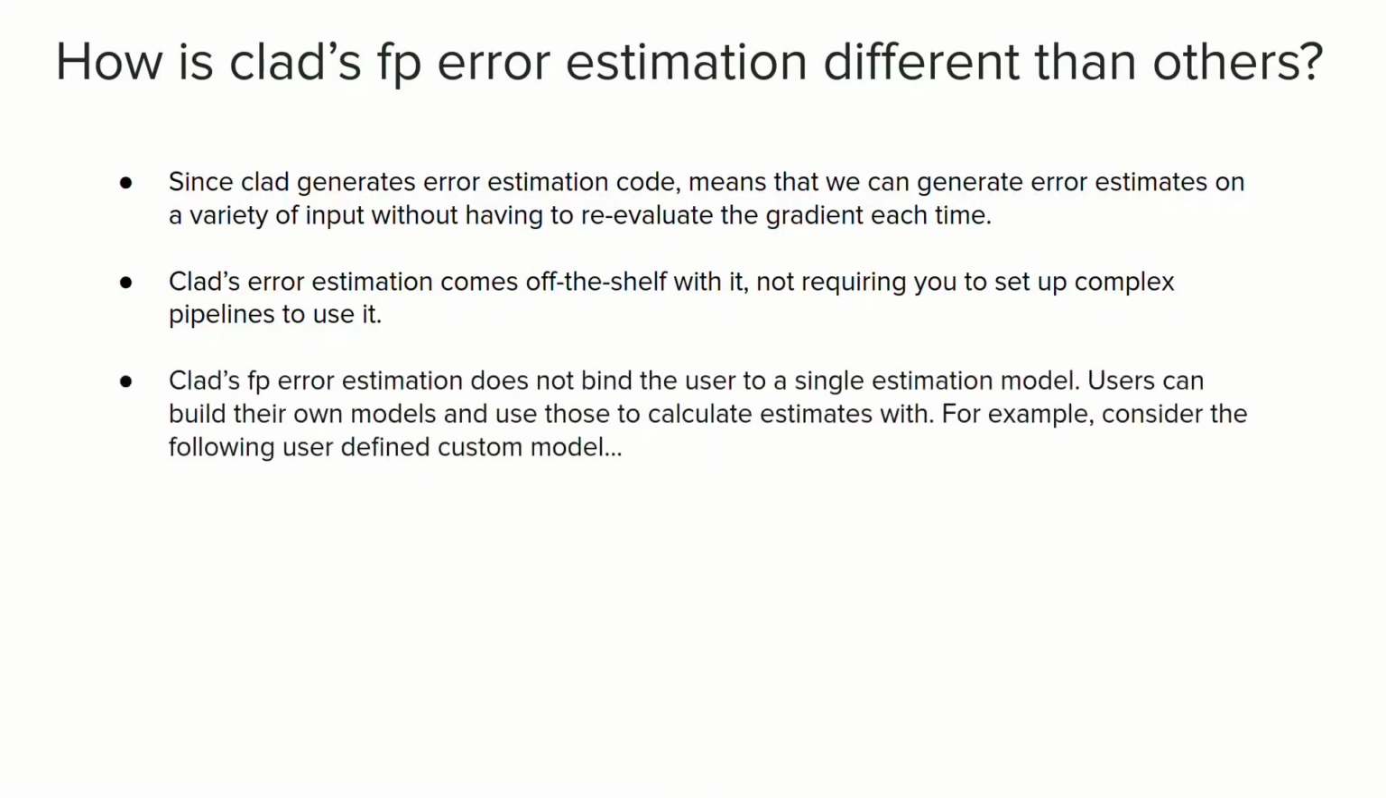You don't need to set up any complex pipelines or any other software to use it. Thirdly, clad's FP error estimation does not bind the user to a single estimation model. That means they can build their own models and use those to calculate estimates. For example, consider the following custom model. Very similar, AF means the absolute error in the target function. What we're trying to do is take the derivative of the function with respect to the intermediate and input variables and multiply it with the difference of that specific variable if it were a float and if it were a double. So we are trying to see the error in the variable xi if we downcast it from a double to a float.